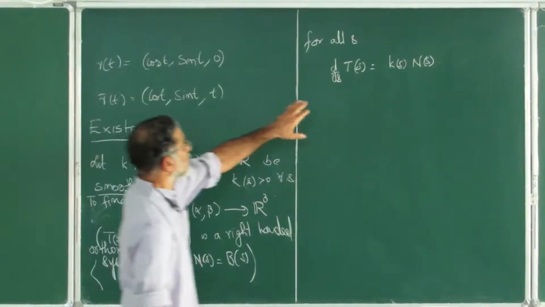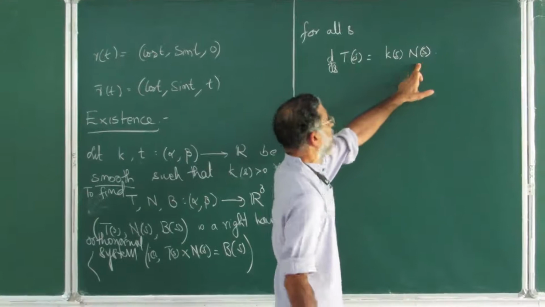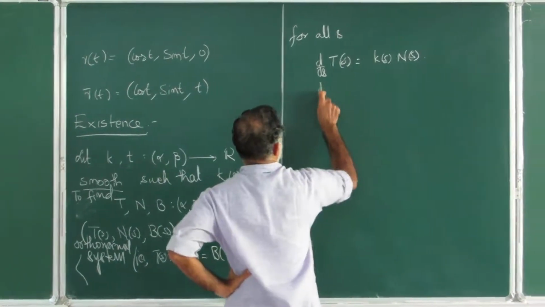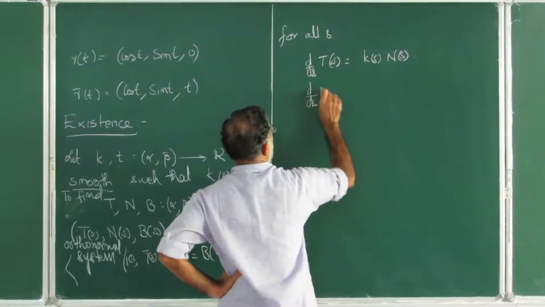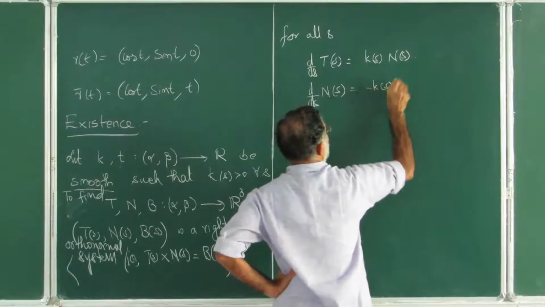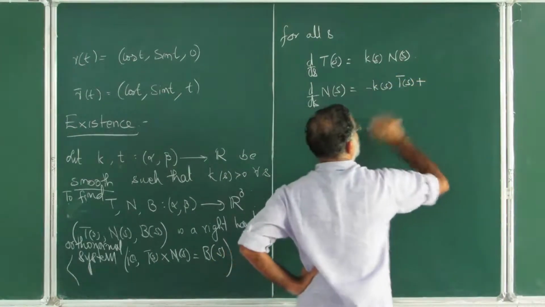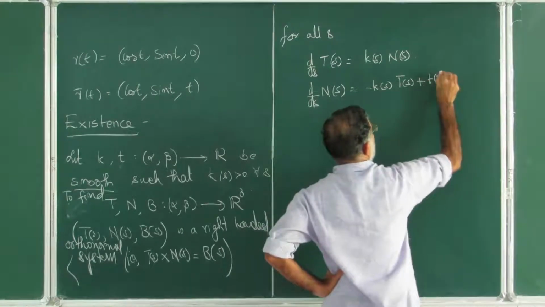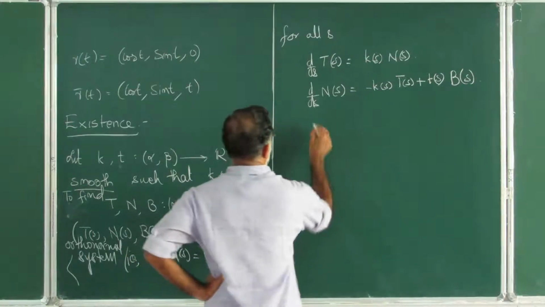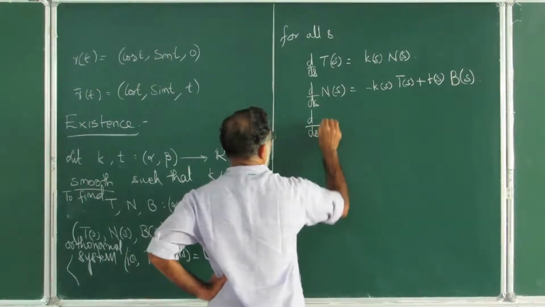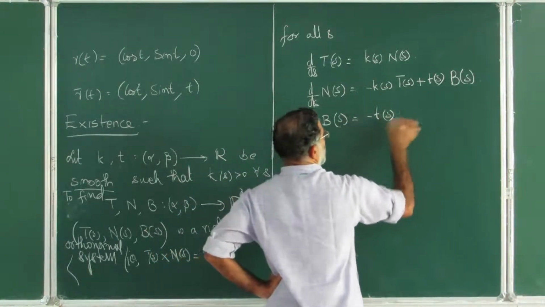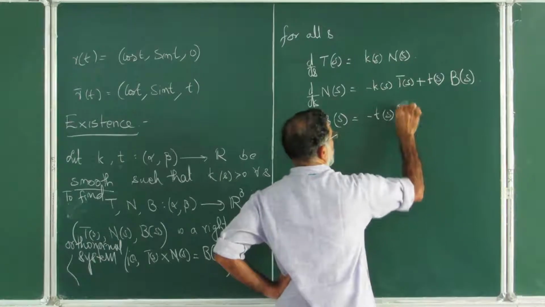So at every point we must have T dot equal to kN. Similarly, the second is d by ds of N at s is equal to minus k(s) T(s) plus torsion times B(s). And finally, d by ds of B at s is equal to minus torsion times N(s).